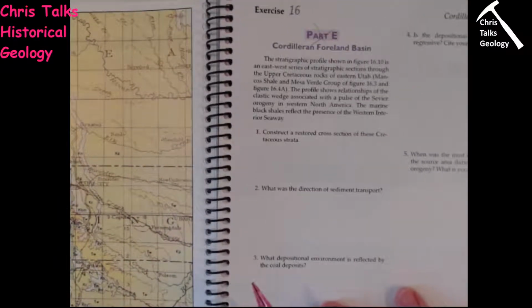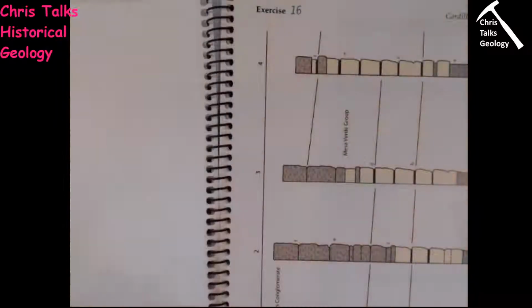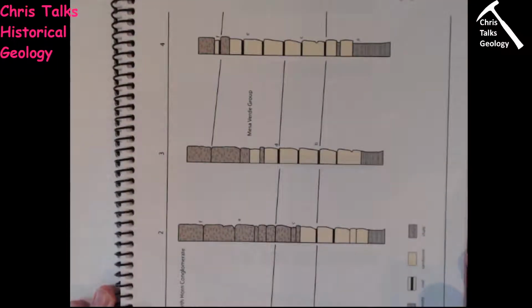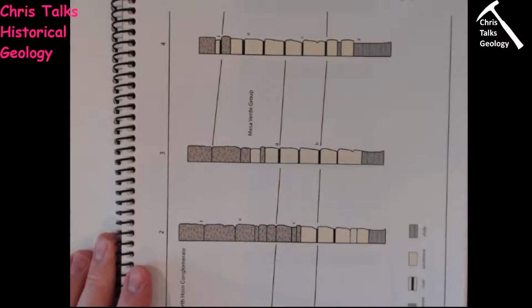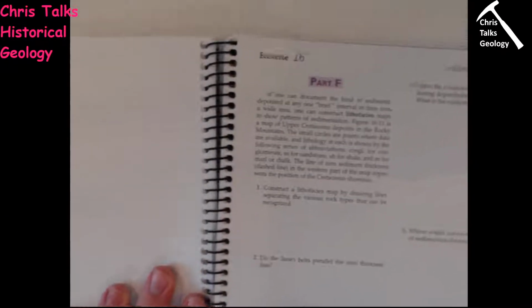So what about part E? Well, we're not going to do part E, because part E is, once again, a question that involves linking together stratigraphic columns, and I've got to be honest, I don't think it's a particularly good question, so we're just going to skip past it. I think it's a lot of work, and it doesn't really get you much reward at the end of it.